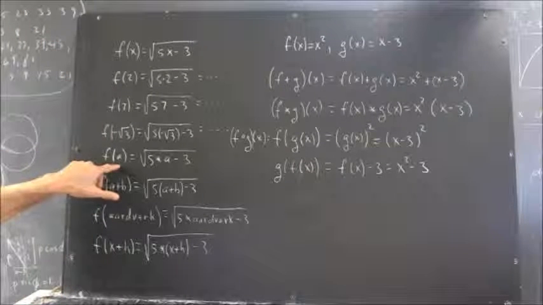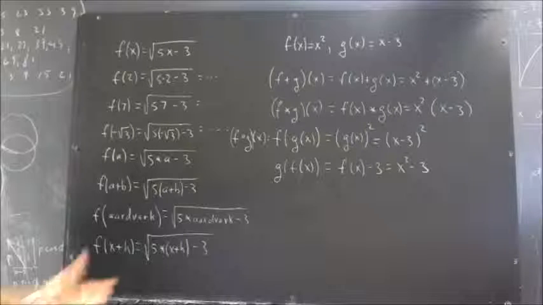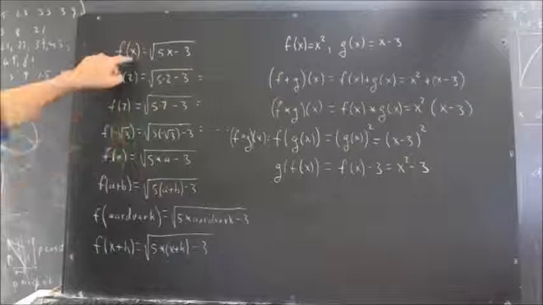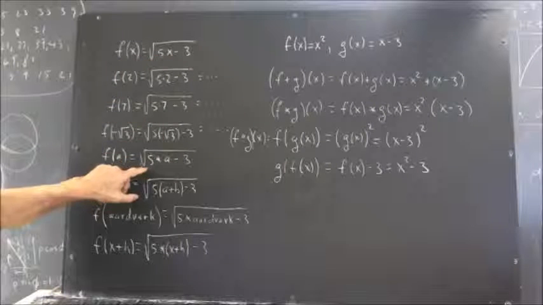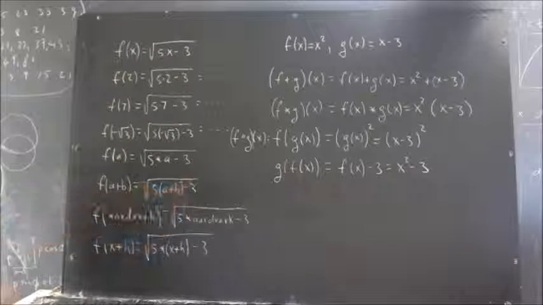What about f of a? Well, it should be getting monotonous by now. X has been replaced by a. So x gets replaced by a. We have the square root of 5 times a minus 3.